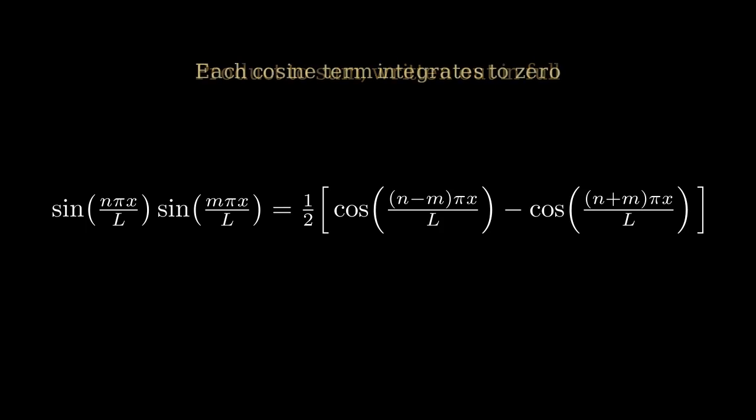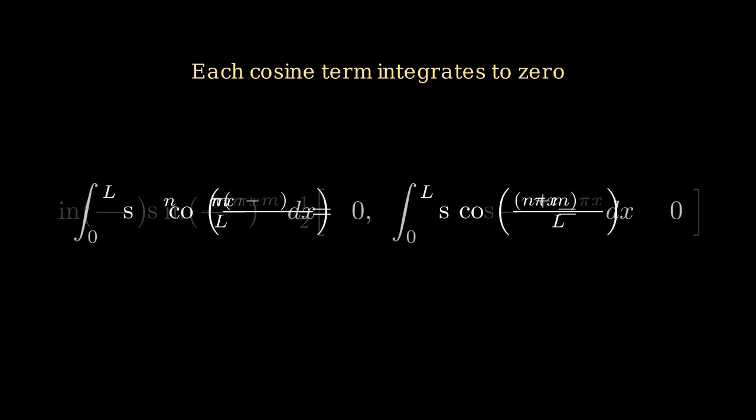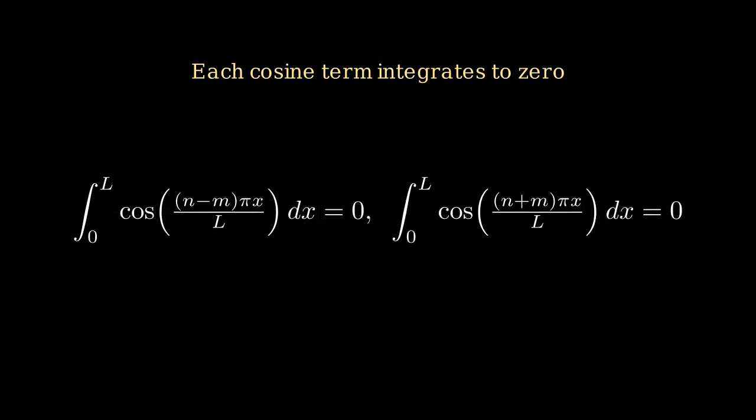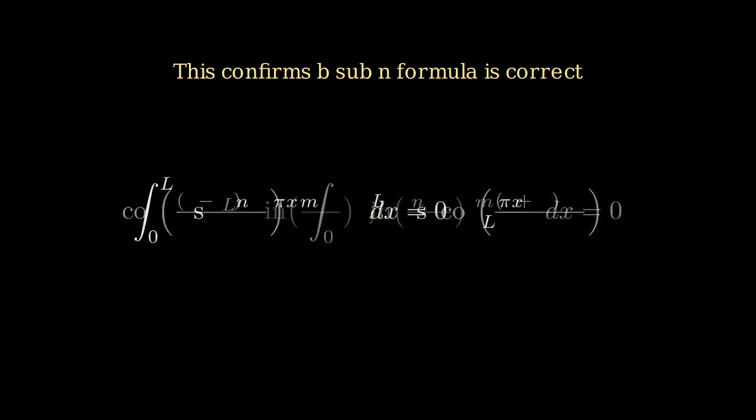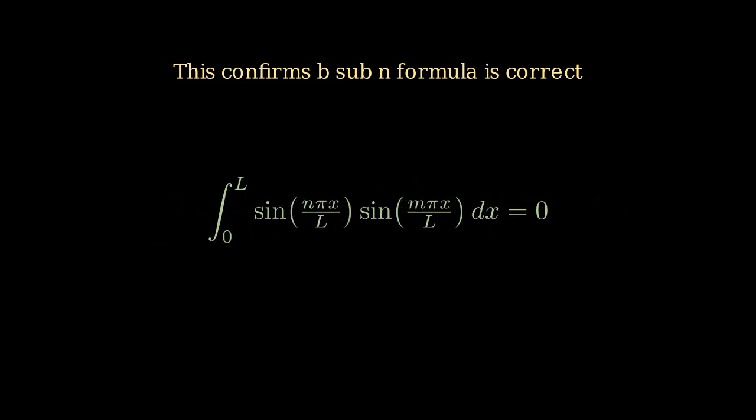When you integrate each cosine term over the full domain from 0 to L, each one evaluates to 0 since n minus m and n plus m are both non-zero whole numbers. This confirms the integral of two different sine terms truly does evaluate to 0, so our coefficient formula for b sub n is correct.